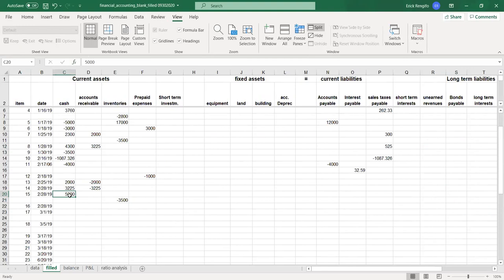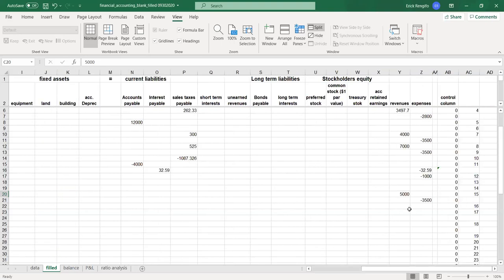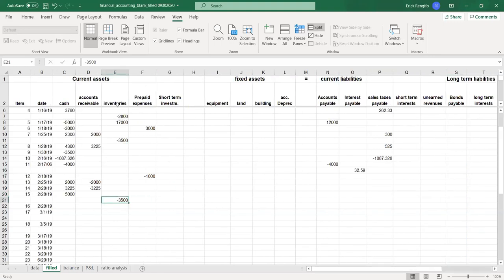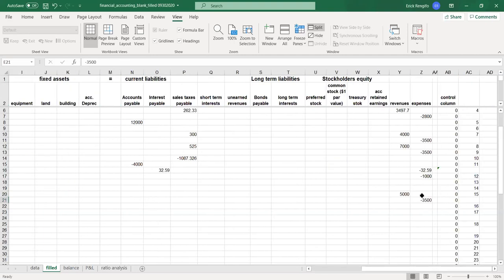Questions about 15, guys? Yeah. So we reduced inventories by 3,500. And what balancing action did we take on the other side? Oh, the 5,000, they are revenue. No, I meant for the 3,500, yeah. But I see it's expenses. Yes. Okay. You reduce your inventory, and this is a cost of goods. Remember, it's an expense. And remember, always expenses are negative, always. And then we have our control column 0, so we're perfect.